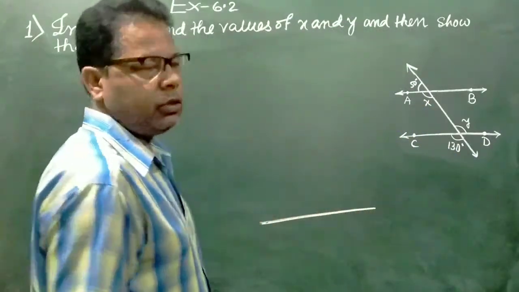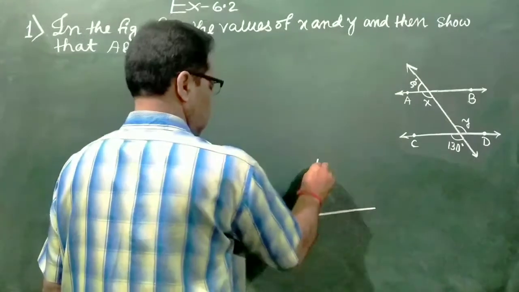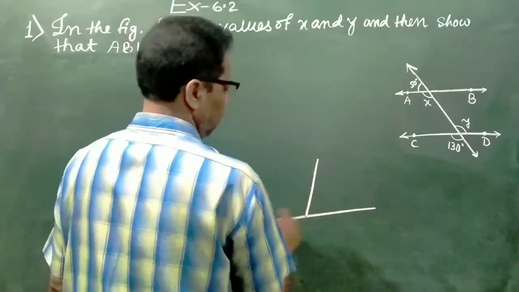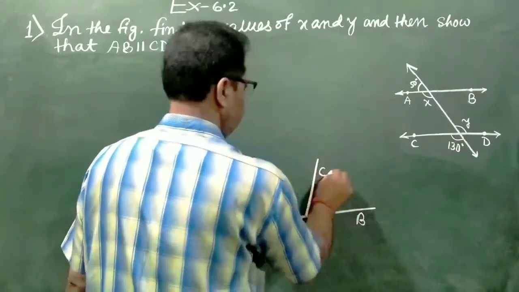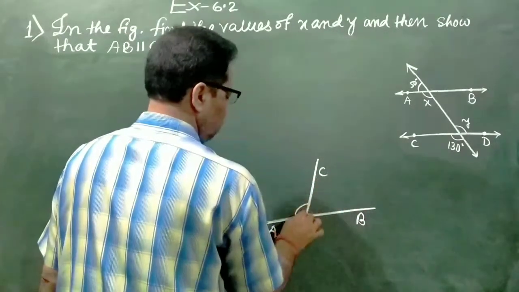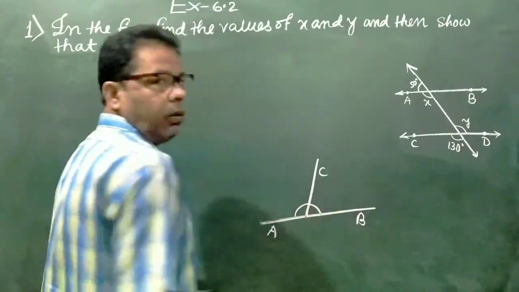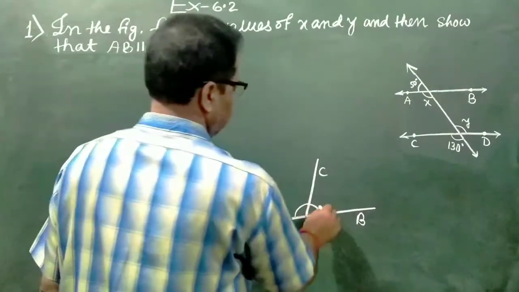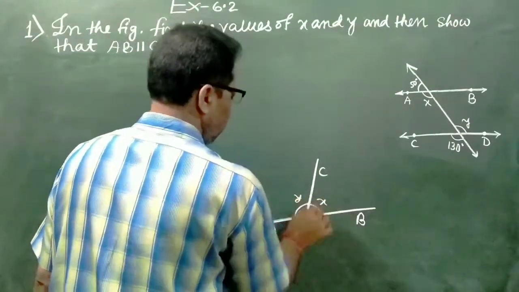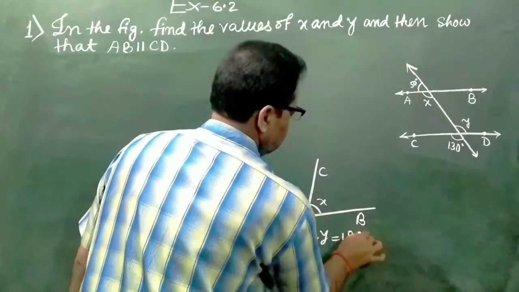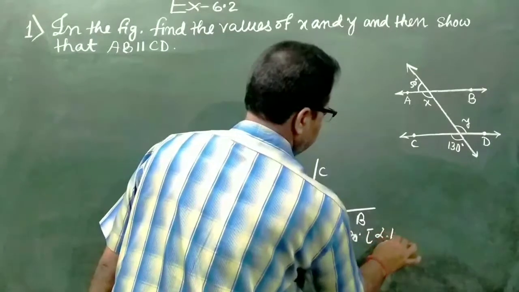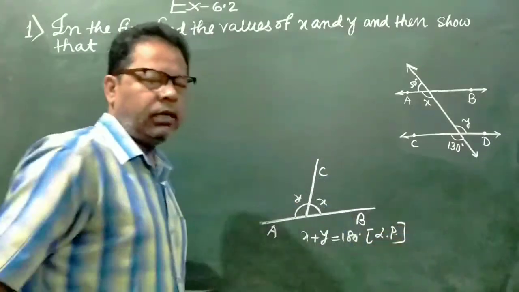Any line standing on another line, that is AB, and this is C, then the sum of these two angles is 180 degrees. That is called a linear pair. If this is x and this is y, then x plus y will be 180 degrees. This is the linear pair that we have learned before.